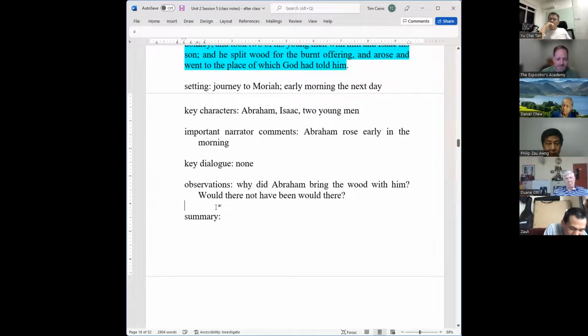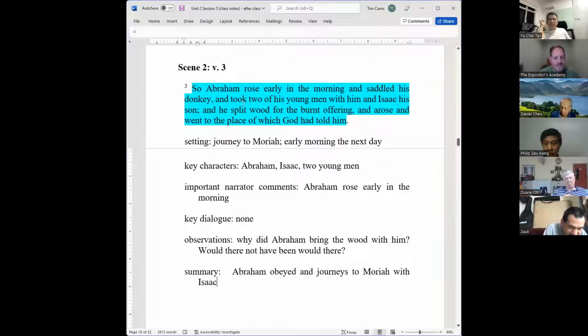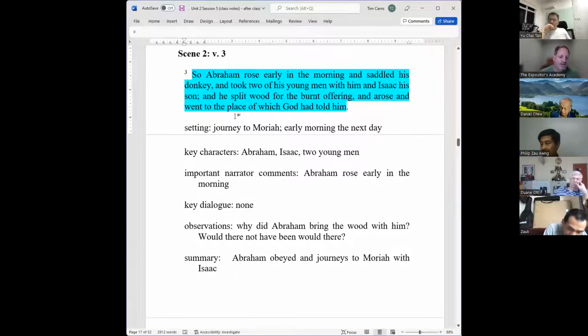So then as we get to a summary of the scene, I would put something like, Abraham obeyed and journeys to Moriah with Isaac. Just a simple statement like that. So this scene's relatively easy. We don't have any dialogue, so it's just a short statement by the narrator.